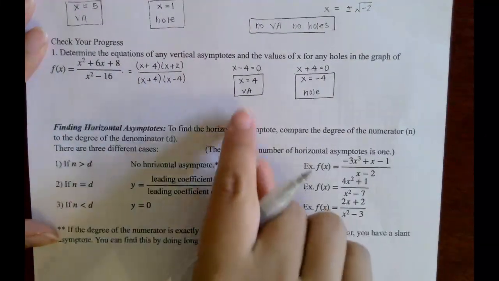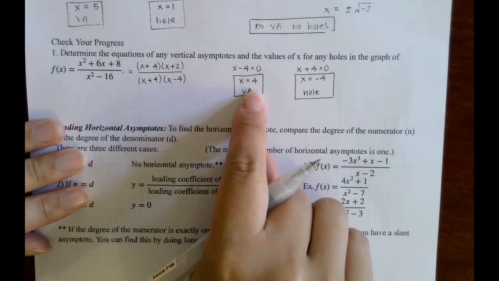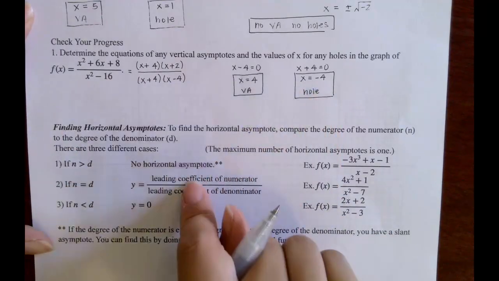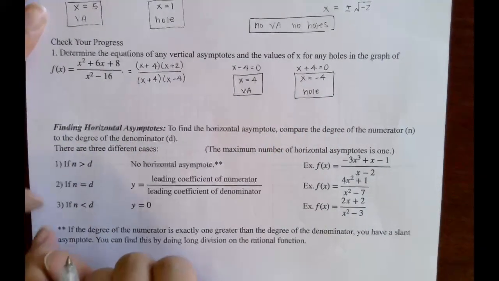Okay, you should have gotten that you'll have a vertical asymptote at x equals 4 and a hole when x equals negative 4. Okay, if you got that right, you can move on to the next section. If not, here's your explanation.